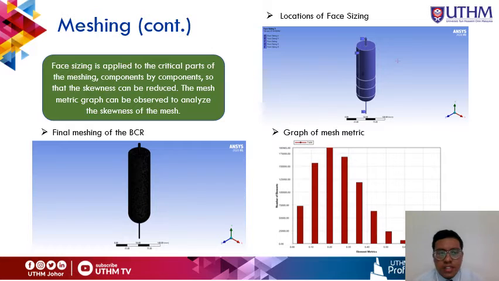And then we apply phase sizing to the critical parts of the meshing. And there are the 5 different parts that we have applied with the phase sizing. And as you can see on the top right side, these are the locations of the phase sizing. And phase sizing is applied to reduce the skewness and improve the orthogonal quality of the meshing, so that the meshing can perform better to gain better calculation results.